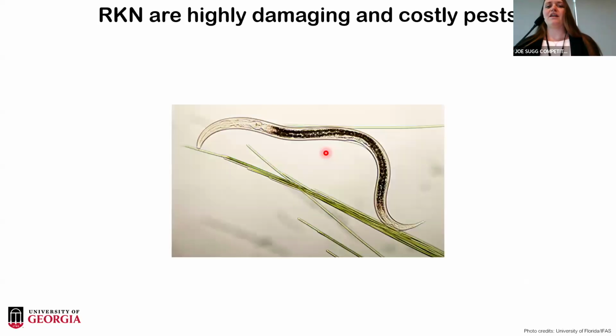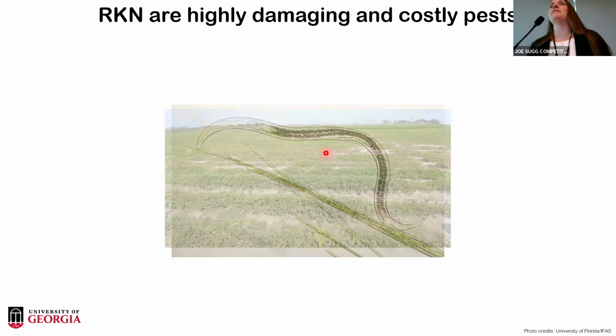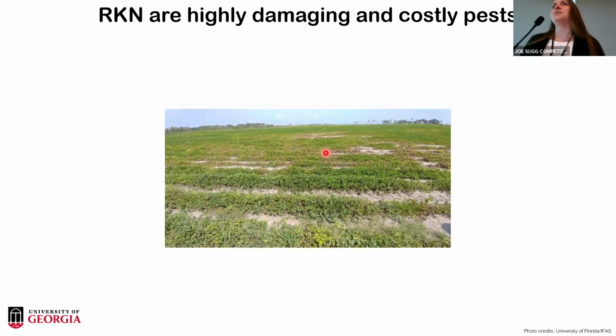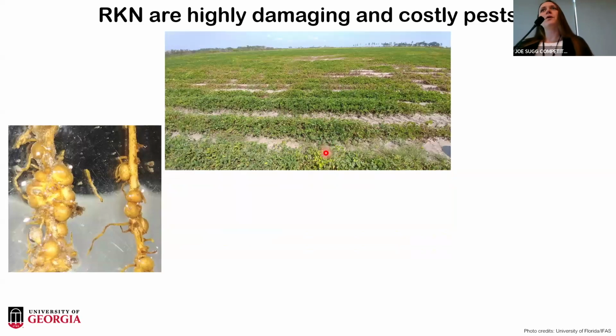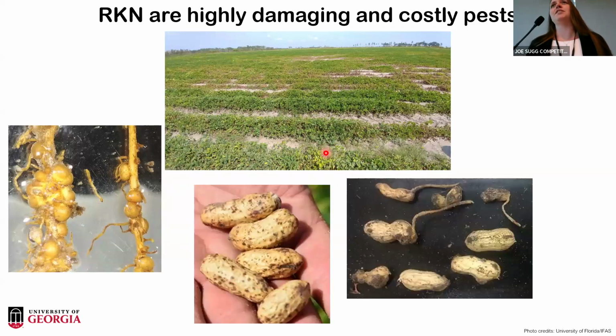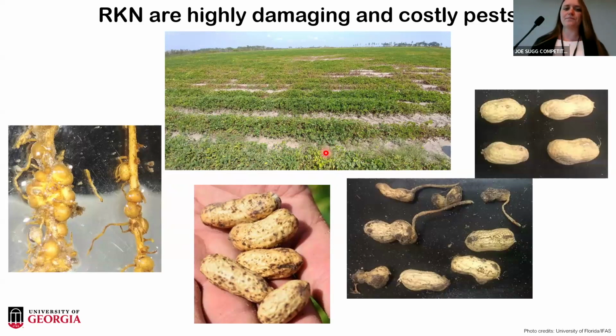Root knot nematodes are microscopic worms that live in the soil, and they can be very devastating pathogens of peanuts and many other crops. A farmer may first realize that they have a problem with nematodes if they see chlorotic, patchy areas of their fields like this, but the true extent of the damage won't be evident until you turn the crop over. At which point, you'll notice that the root system has these galls or root knots affecting it, and the pods will also be damaged and discolored and much lower in yield compared to what we expect from a healthy plant.